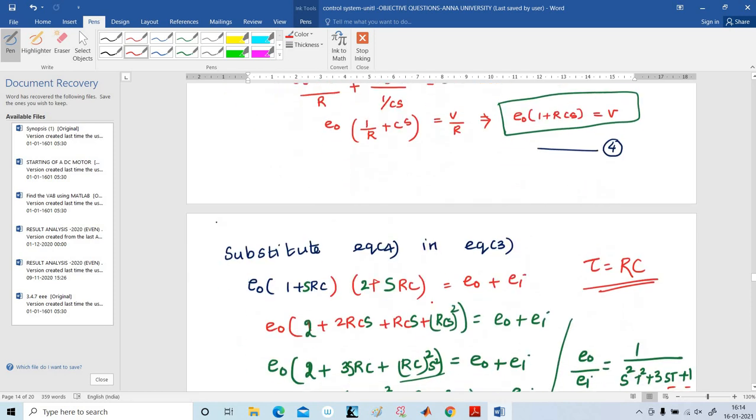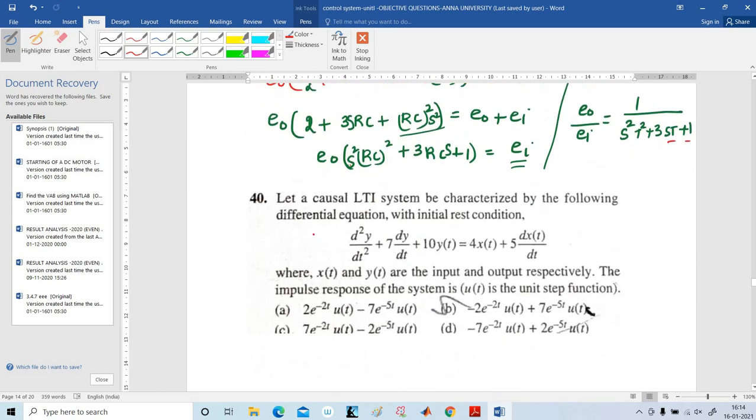Next I am going to explain the next problem. Let a causal LTI system be characterized by the following differential equation with initial rest condition.